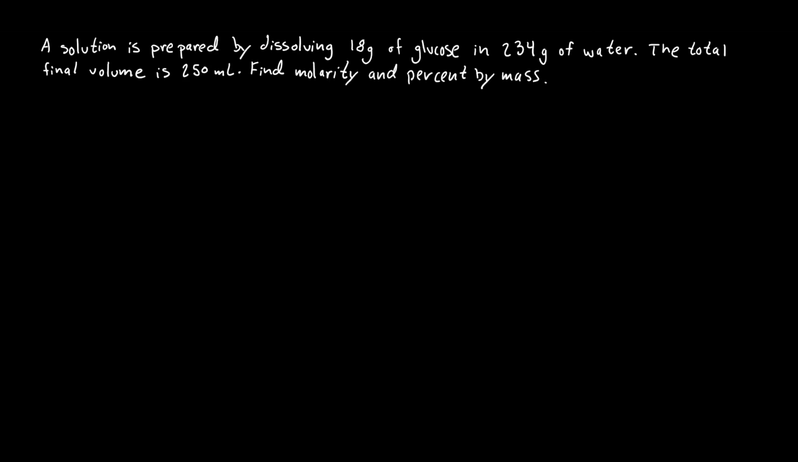This example is a little bit harder. A solution is prepared by dissolving 18 grams of glucose in 234 grams of water. The total final volume is 250 milliliters. Find molarity and percent by mass. You can pause the video to try to solve it on your own.